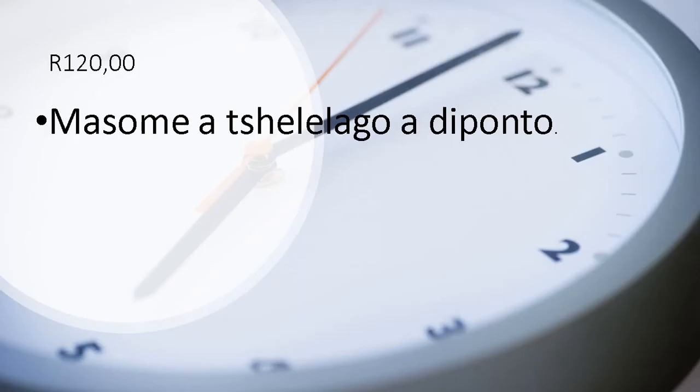120 rand. Masome a tshelelago adipondo. Tshelela just means 6, and pondo means 2 rand. And masome means 10.